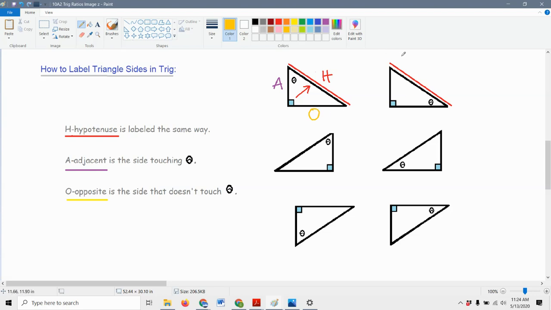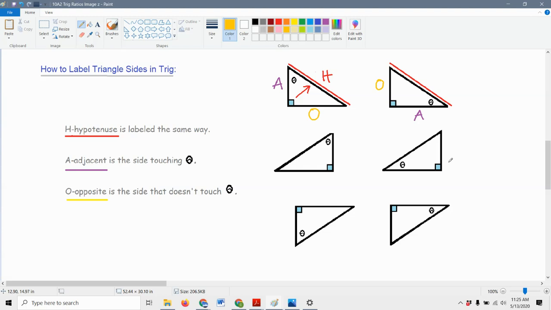Now let's look at the very same triangle. This is the exact same triangle, but theta is now in this corner. This side is no longer the adjacent side because theta is now down here. So here's the adjacent side because this is the side actually touching the angle theta. Now the opposite side is all the way across over here. So you see how the way we label our triangle very much has to do with where theta is.